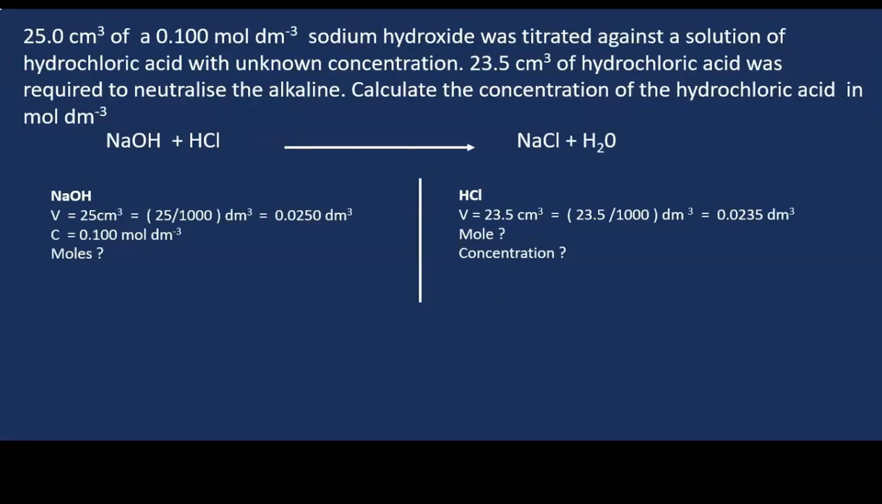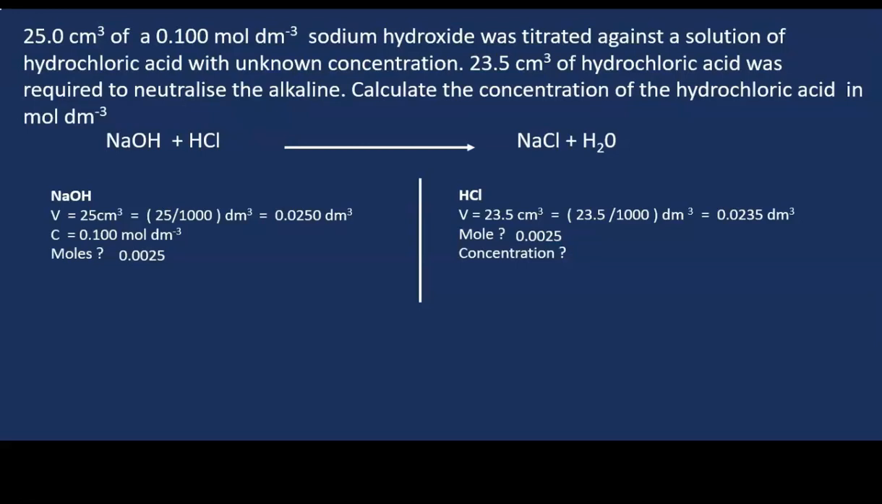Now if you go back to the chemical equation, 1 mole of sodium hydroxide reacts with 1 mole of HCl. This means that the number of moles of sodium hydroxide is always equivalent to the number of moles of HCl. The number of moles of sodium hydroxide is equal to 0.0025 moles. Therefore, the number of moles of HCl will also be equal to 0.0025.